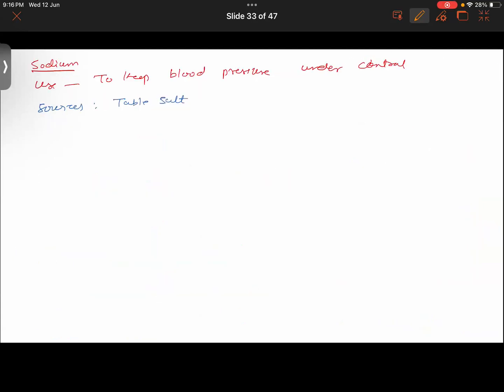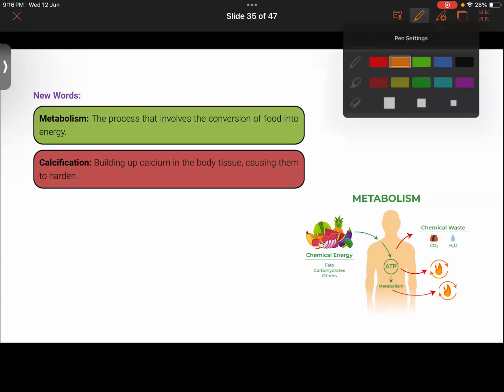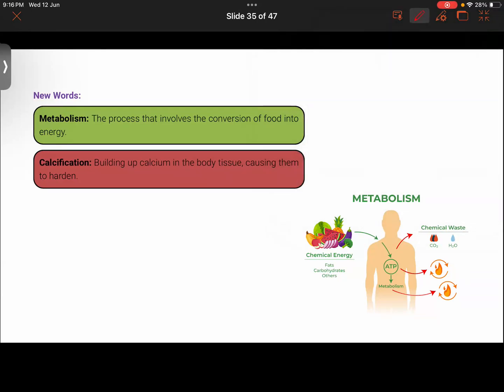So today, fast forward, we would be learning about some important new terms, like metabolism. You get to hear this term a lot, but what does it mean? Metabolism basically refers to the process that involves the conversion of food into energy. In your body, the digestive process is going on, where the foods are broken down and you are getting energy from it. And it's the breakdown of food that keeps the body warm.